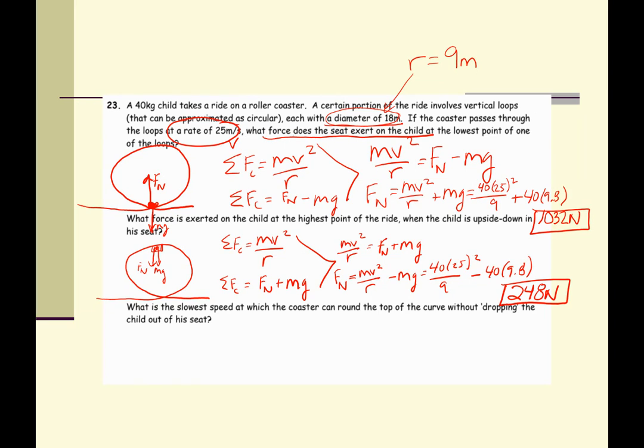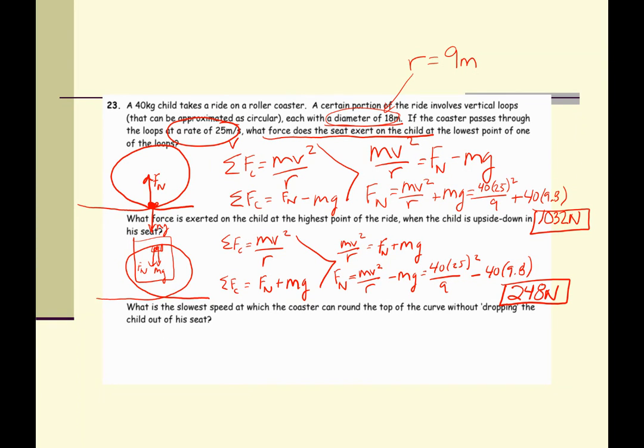The next question says, what is the slowest speed at which the coaster can round the top of the curve without dropping the child out of the seat? So in a normal situation, this is our free body diagram, where we have normal force pushing down and mass times gravity. But this is going to be the hardest thing for you to understand through a video. What is important for you to understand is if somebody starts to fall out of the seat, what happens? Which of those two forces is no longer there? And if you said the normal force, then you are absolutely correct.